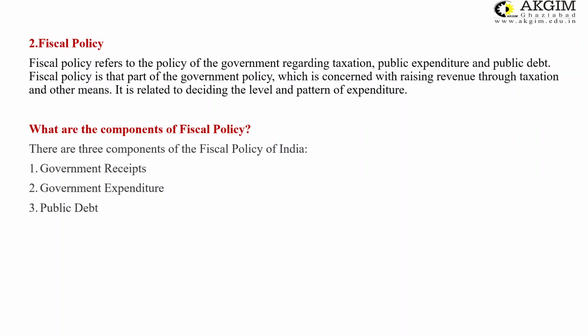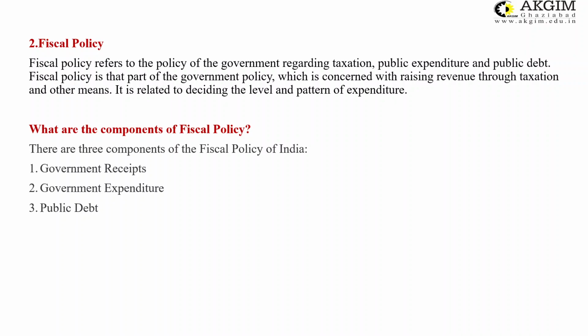But if the spending by the government is less and the revenue is more, there is a surplus available with the government, and it shows good signs for that particular country. So the government decides on various matters related to spending on the important activities which are crucial for the development of any country. The government also decides about raising the revenue so that they can spend money on all these activities. The main components of fiscal policy include government receipts, government expenditure, and public debt.